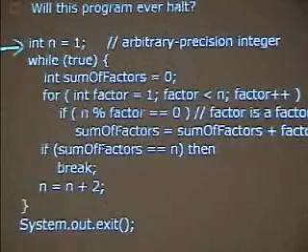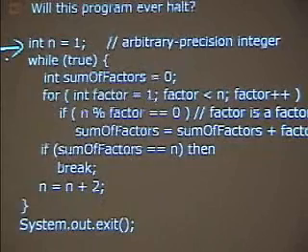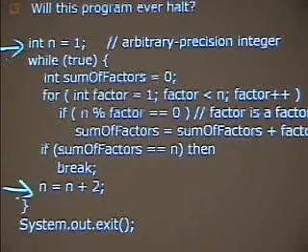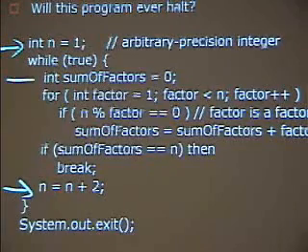So we start out with n equal to 1, the first odd number. We're only talking about positive numbers here. And every time the loop goes around, it's going to add 2 to that. So 1, 3, 5, 7, 9. It's eventually going to go through all odd numbers. We're going to count the sum of the factors.